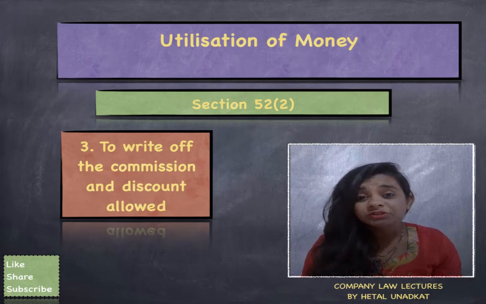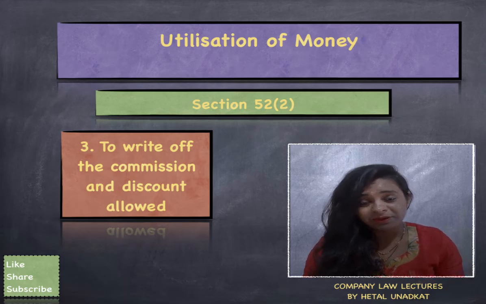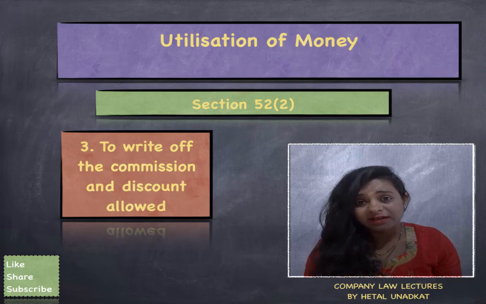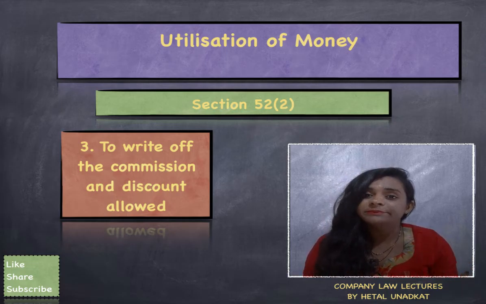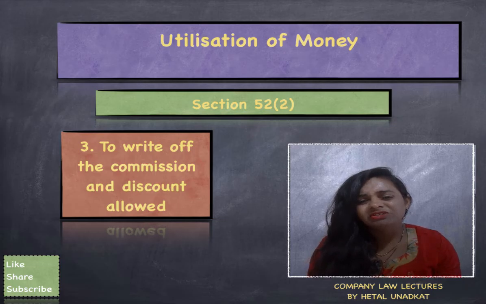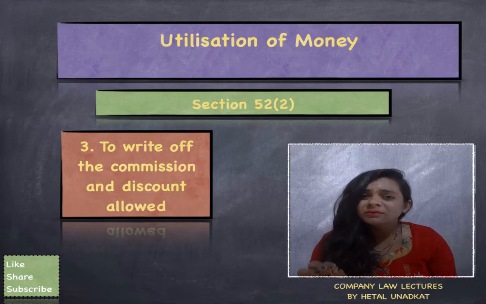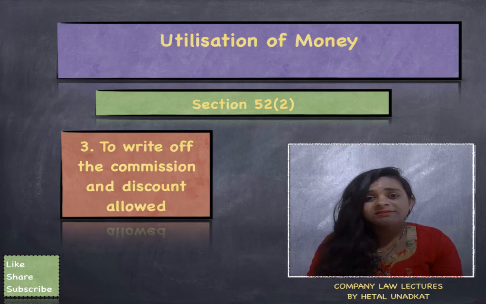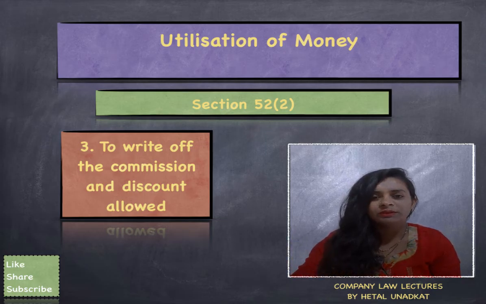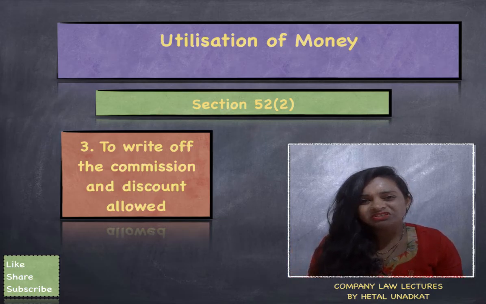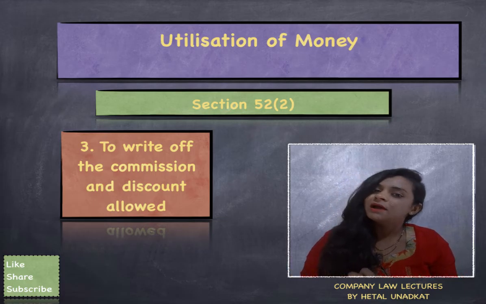The third utilization of the security premium account is to write off or to allow the discount or the commission which we allowed or paid at the time of issue of shares or debentures. Whenever we issue shares or debentures, we allow some discount, and we pay some commission, such as underwriting commission, so that we ensure our shares will be purchased. Those commissions and discount expenses will be covered from the security premium account.